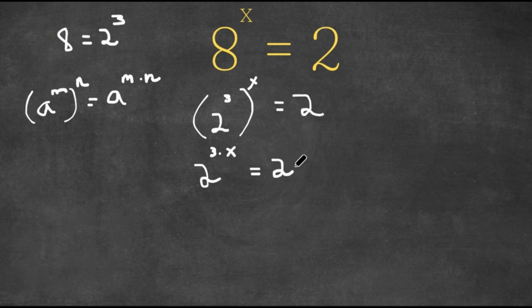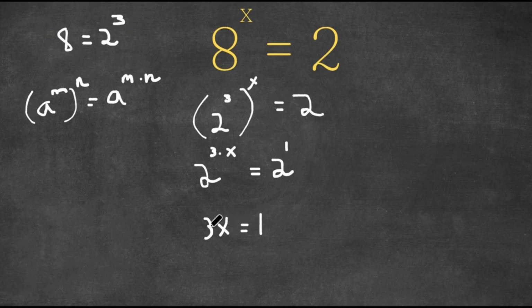Now 2 is the same thing as 2 to the power of 1. And now, as you can see, both of these bases are the same. So because the bases are the same, the exponents are the same as well. So now we could just say that 3 times x, which is 3x, equals 1.